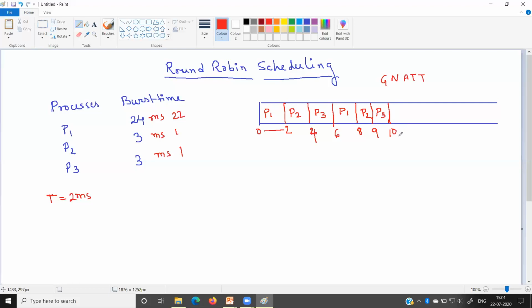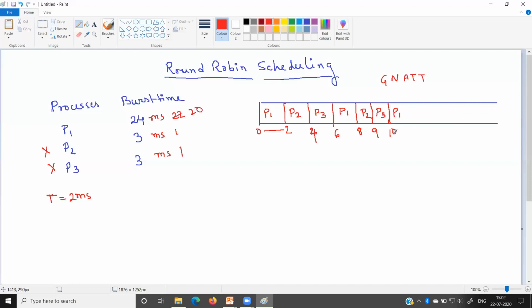Now when P3 leaves the CPU, the execution of P2 and P3 is completed. So P2 and P3 are no more present in the ready queue. Only P1 is there, so P1 will get the chance for execution. What is the remaining burst time? P1 has a remaining burst time of 20 units, because P1 has executed for 2 units and another 2 units, so 4 units are already executed. The remaining burst time is 20 milliseconds.